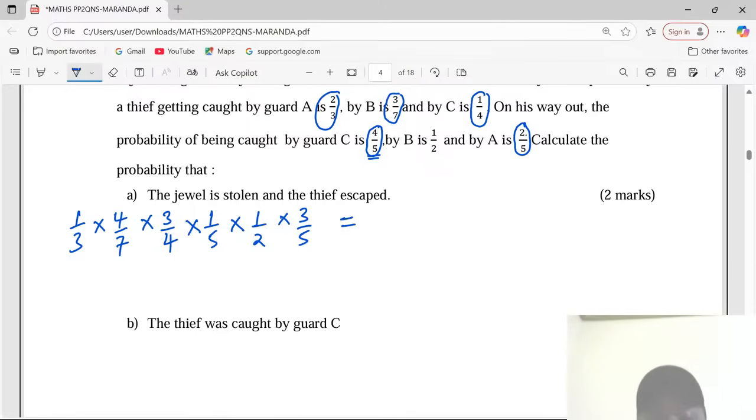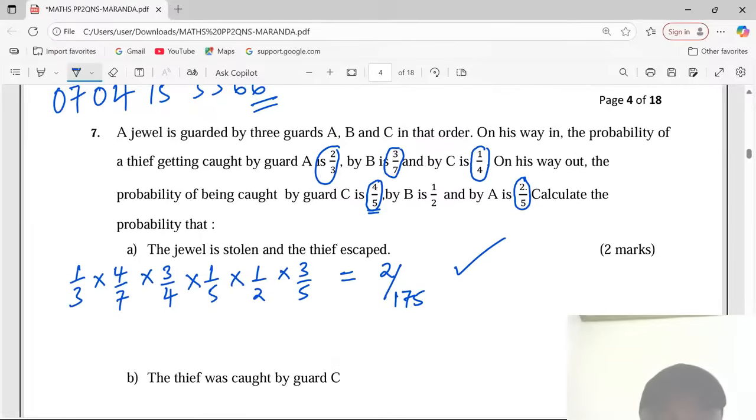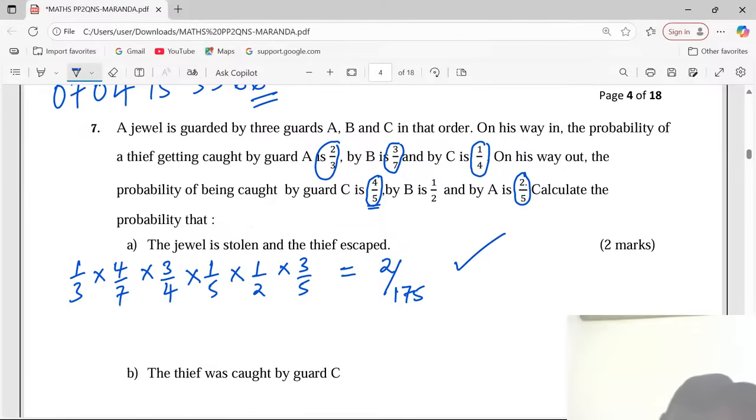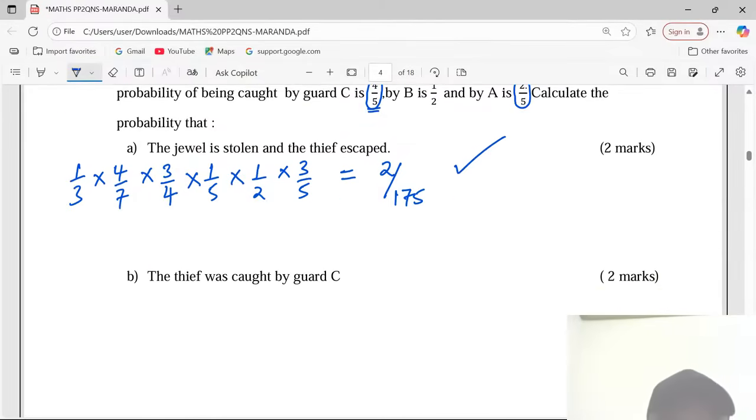So this is the probability that we need. And that is exactly what you're supposed to compute. 2/175. That's a very technical question, but when you understand probability and when you follow keenly, you will be able to maneuver through it.